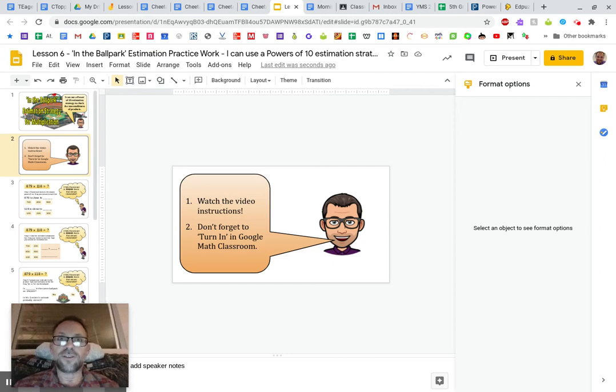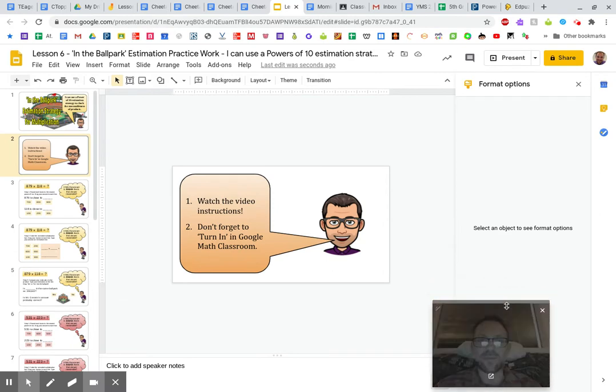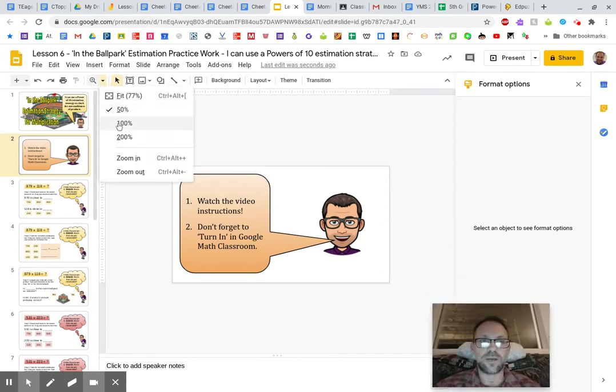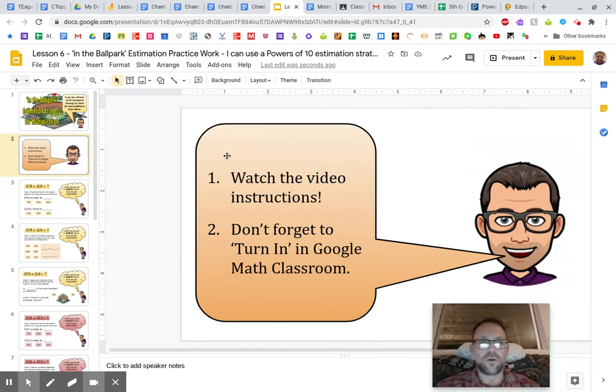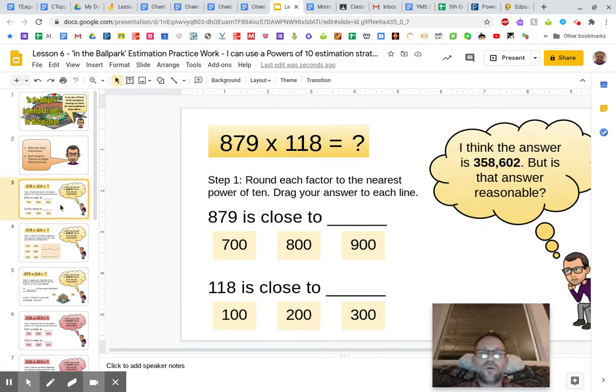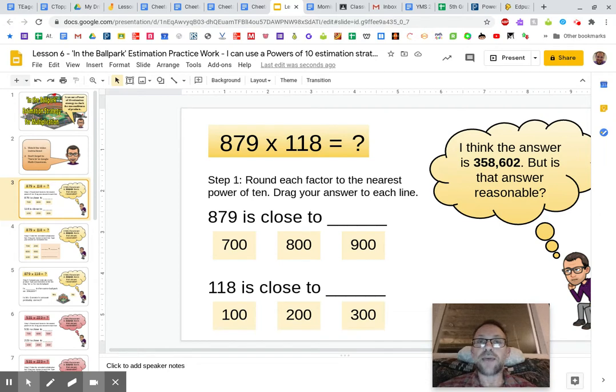Okay, here are the directions for today's practice work. Let me get myself out of the way and zoom up. All right, so you are going to follow all three steps that we learned in the lesson for how to use the powers of 10 estimation strategy, or the in the ballpark estimation strategy. We are trying to find the reasonableness of products.